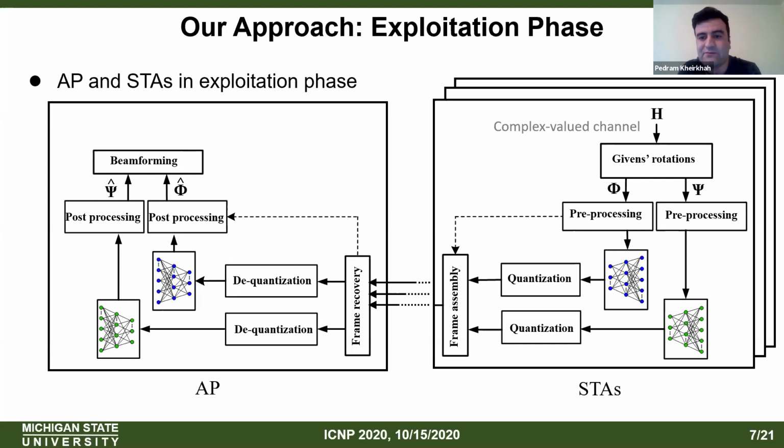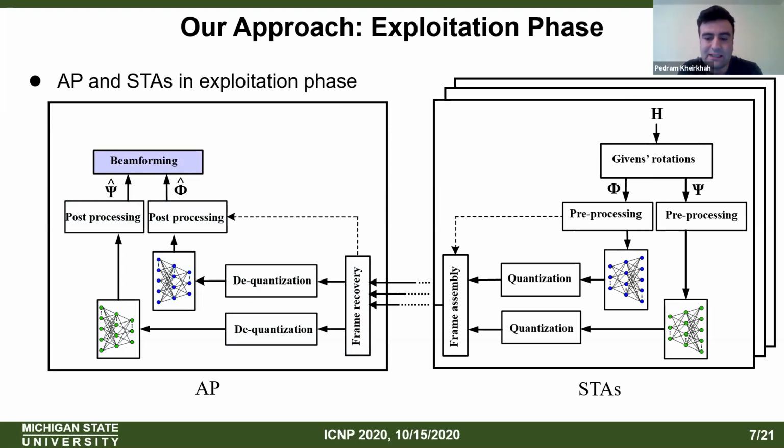So in the exploitation phase, first the station estimates the channel. They use the Givens rotation to translate H to angles. The angles will be pre-processed and some pre-processing overhead will be introduced. Then the pre-processed data will be fed into the encoder. The result of the encoder, or code words, will be quantized. Then the quantized value will be wrapped into the frame. Frames will be sent over the communication medium. And at the AP side, this frame will be recovered, dequantized, decompressed, post-processed. And finally, what we have is our estimated angles, and these estimated and recovered angles will be used for beamforming.